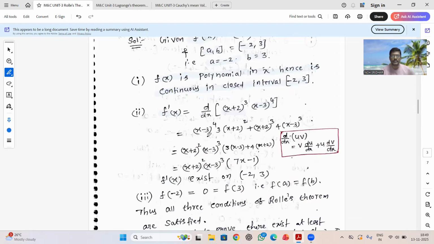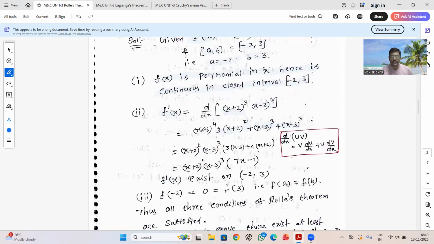According to that, we get (x minus 3) whole to the power of 4 into (x plus 2) whole to the power of 3. Using the n into x to the power of n minus 1 formula, we get 3 into (x plus 2) whole to the power of 3 minus 1, that is 2, plus (x plus 2) whole cube into the differentiation of (x minus 3) whole power 4, that is 4 into (x minus 3) whole to the power of 4 minus 1, that is 3.